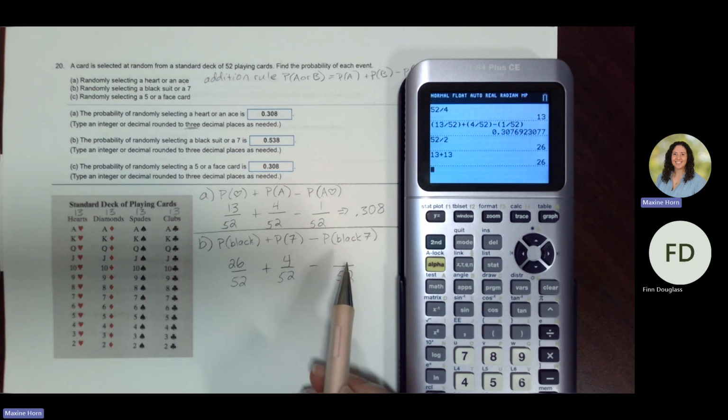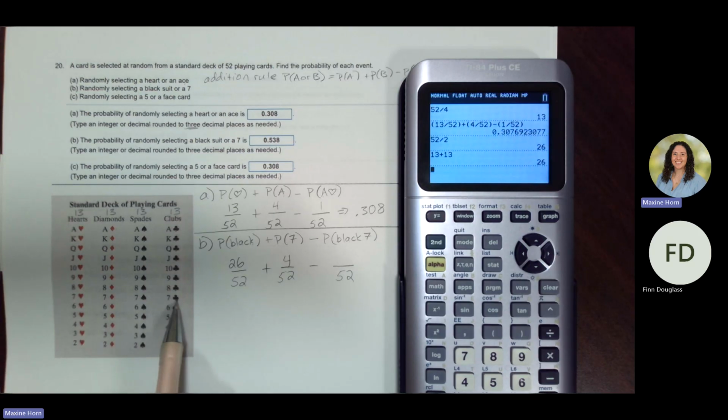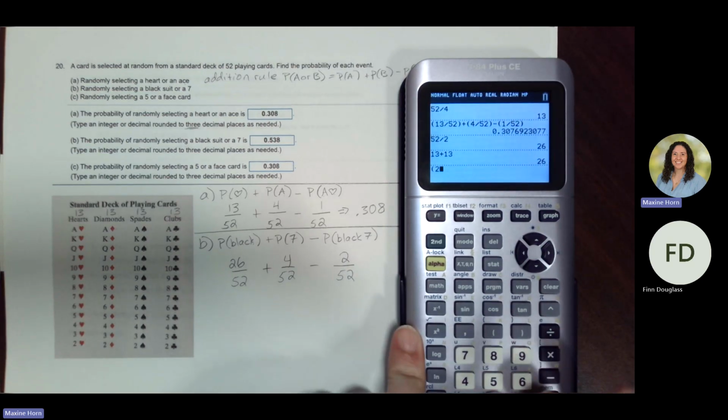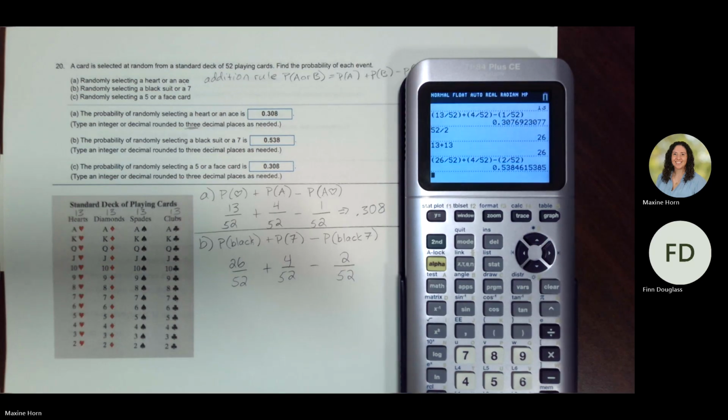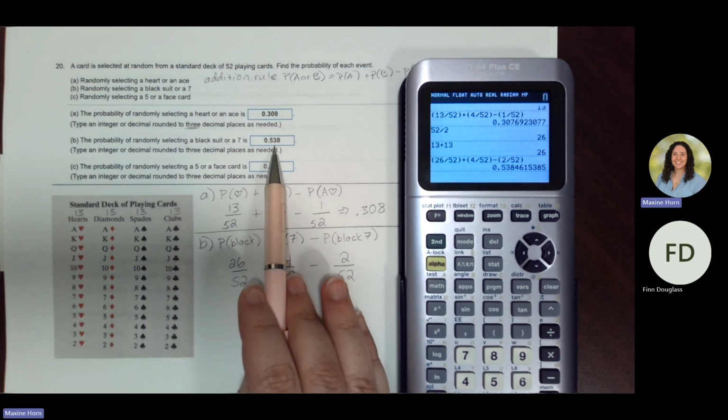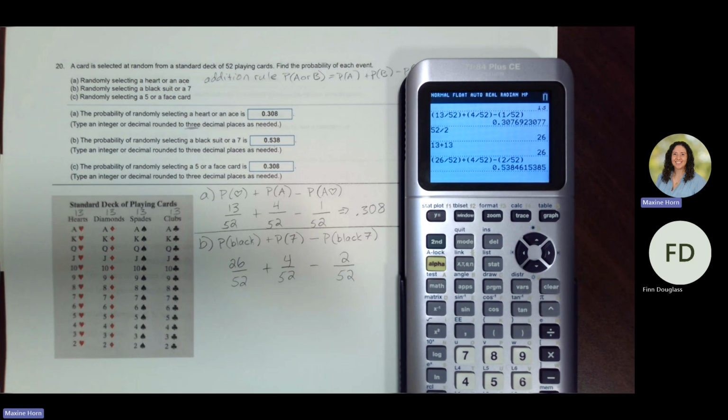And then we want the probability of a black 7. So how many black 7s are in the deck? Well, I've got a spade and a club. Those are both black and 7. So there are 2 black 7s. So again, we plug this into the calculator. And we get that decimal, which if we round to 3 places is going to give us 0.538. Okay.